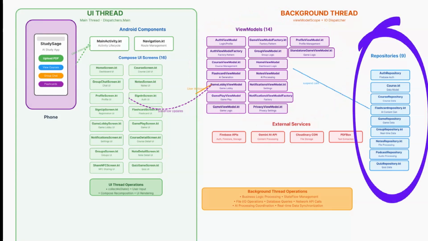Second, we have repositories running on input-output threads. These include auth repository for Firebase authentication, course repository for course data, notes repository for file processing, group repository for real-time messaging, flashcard repository for AI content generation, plus specialized repositories like podcast repository and quiz repository. These background components coordinate with external services like Firebase APIs, Gemini AI, Cloudinary CDN, and PDF Box, each running on their own isolated threads.